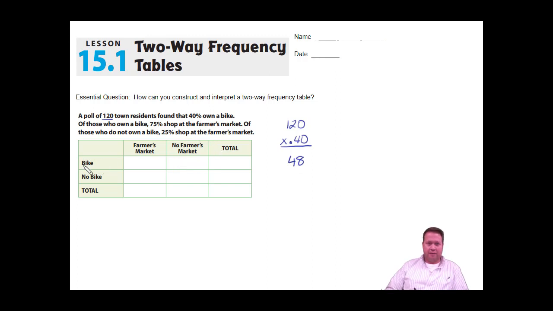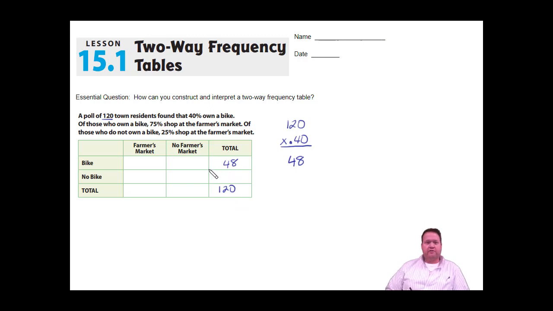And so I'm looking in this bike column versus no bike. Well, 48 people are the total number of people that own a bike. And I already know that the town residents that were asked, there's a total of 120 of them. And this bottom right-hand corner is always for the total of whatever is asked.